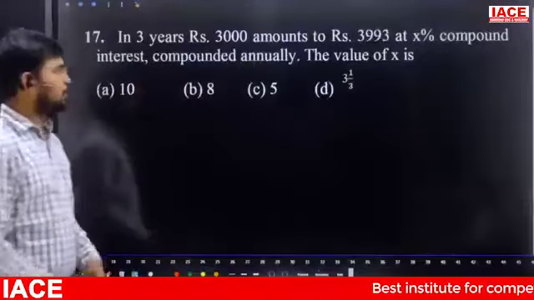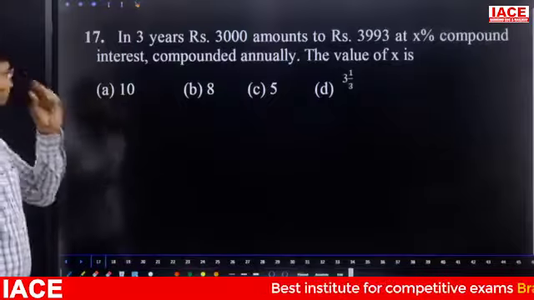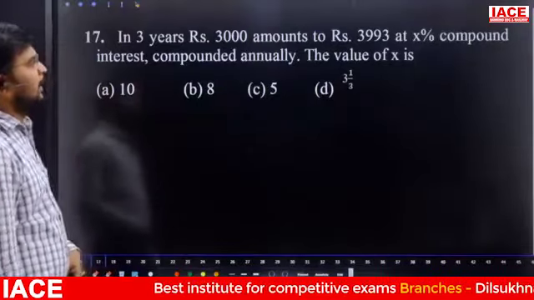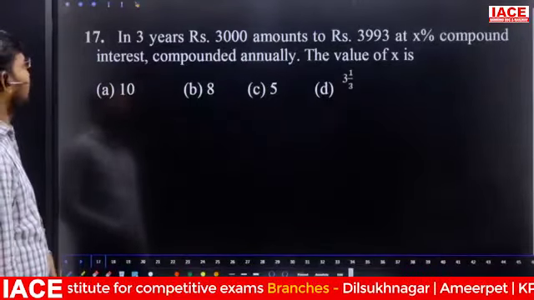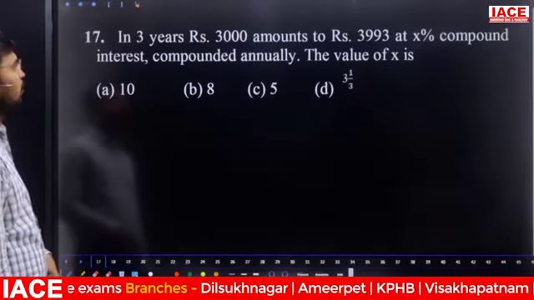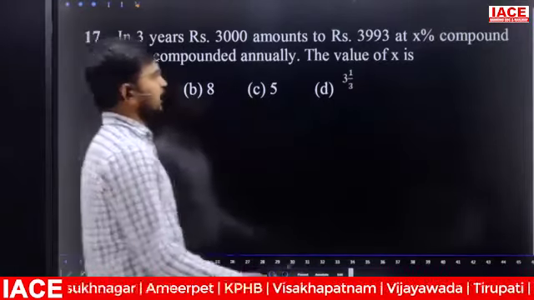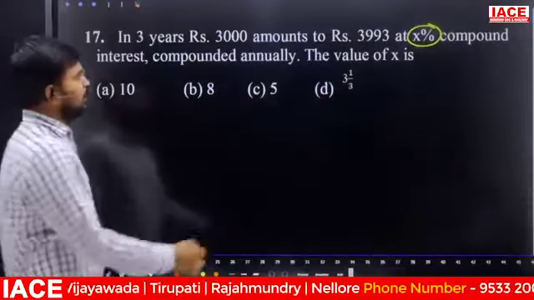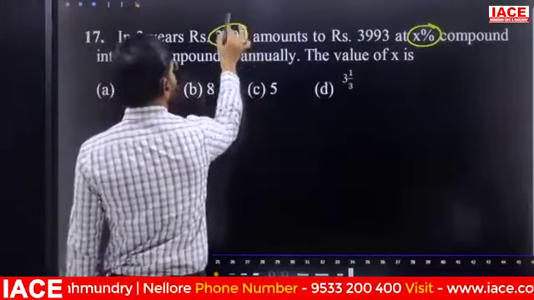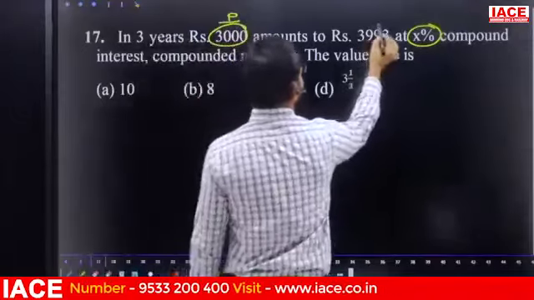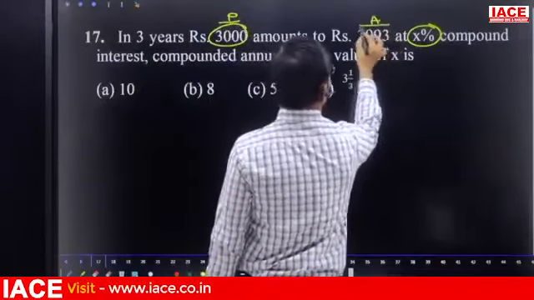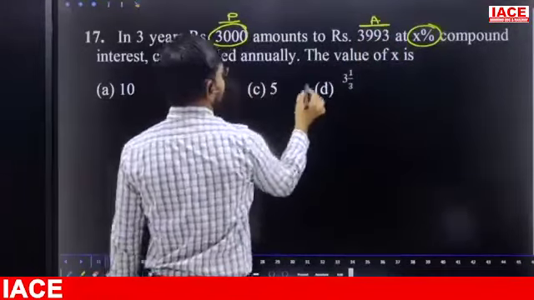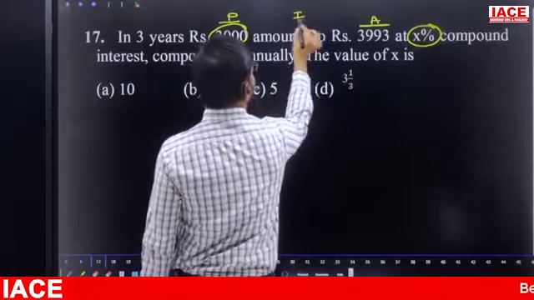Read the next question. In 3 years, 3,000 amounts to 3,993 at X% compound interest, compounded annually. Then find the value of X. They're asking for X percentage. Simply here, 3,000 is the principal, the amount is 3,993. Therefore, interest is 993.